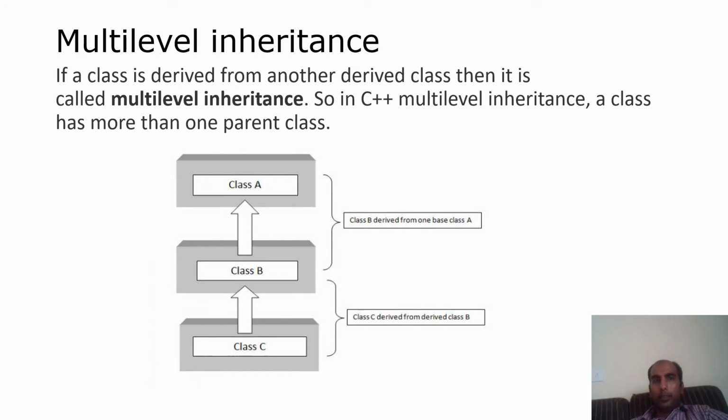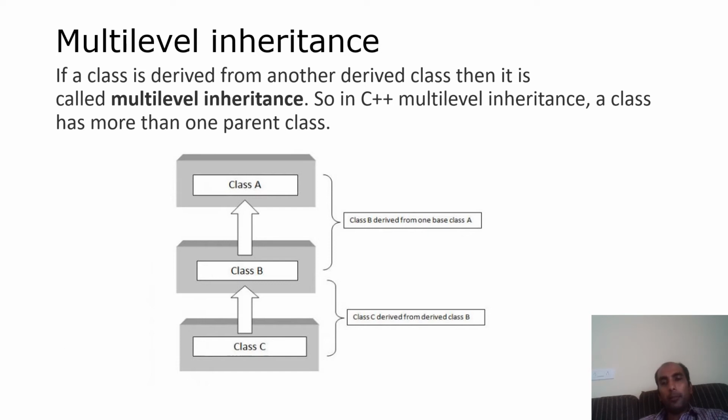Multi-level inheritance. As its name suggests, multiple levels are present, like grandfather, father, child, his child, and so on. So this level can extend to any level. If a class is derived from another derived class, look at this. Here class A is a base class and class C is a derived class.